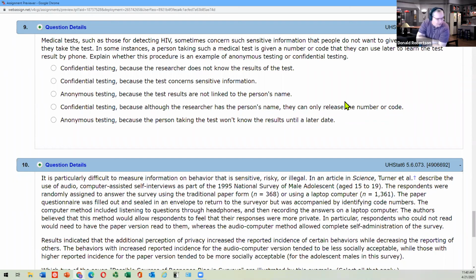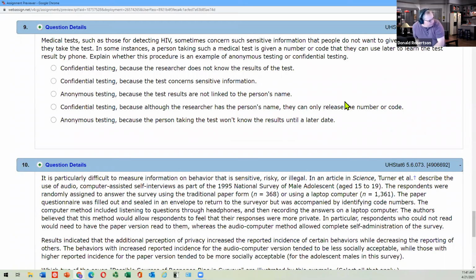I'll be honest with you, I have never heard either of those two terms. So you tell me what the answer is. Is it the fourth one? Let's find out. Confidential testing, because although the researcher has the person's name, they can only release a number or a code. Yeah, I would go with that one.